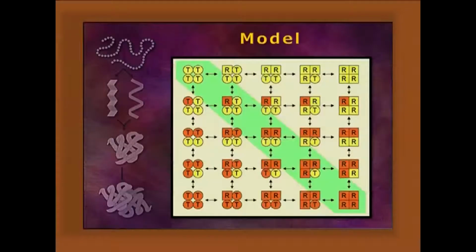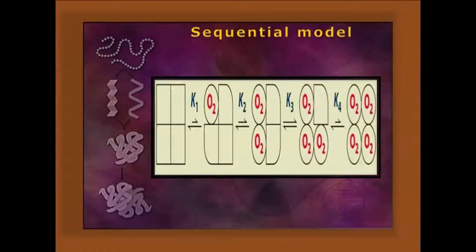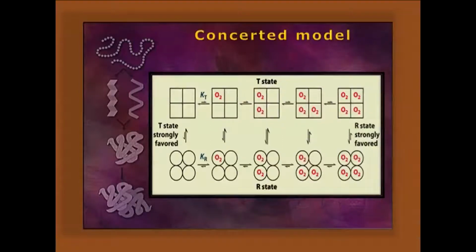Now, the models: either the sequential model, the concerted model or the multi-state model. In the sequential model, called the KNF model, the subunits change one at a time by binding with oxygen. But in the concerted model, the MWC model, for the tetrameric structure there is an equilibrium between the taut T and the R state. And in the multi-state model, more than 2 states are available, obeying a concerted switch.